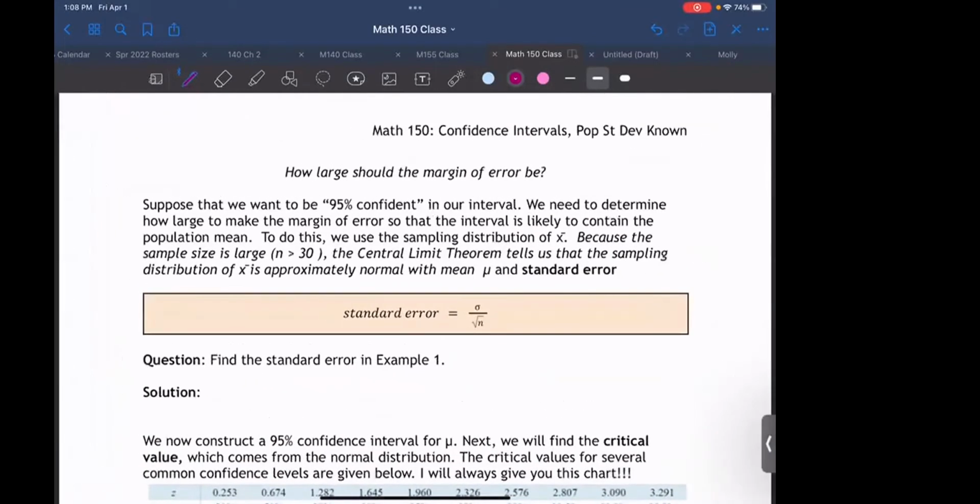I think the biggest question we have here is, okay, we understand the point of the margin of error, but I've been just pulling out random numbers, 10 and 2, out of thin air. How do we actually find out how big the margin of error should be in a certain situation? Okay. It really depends on how confident we want to be.